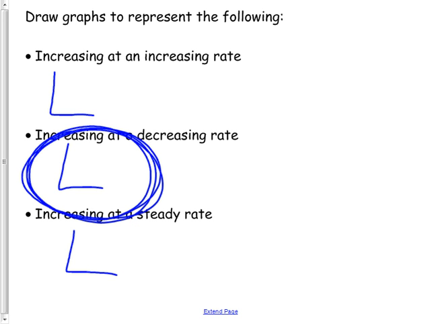Are you showing me steady? Good, good. Okay, I'm pretty much seeing it right on everybody's.